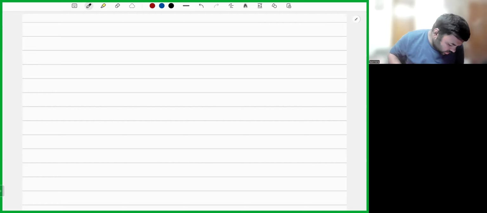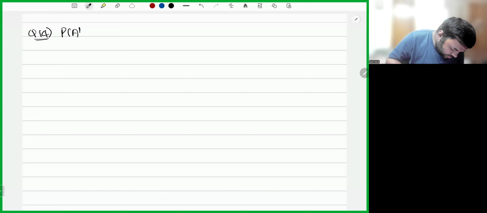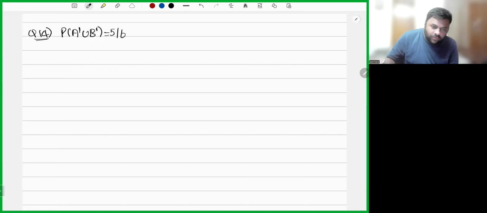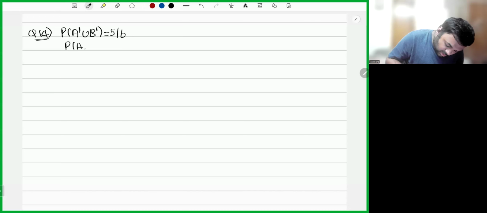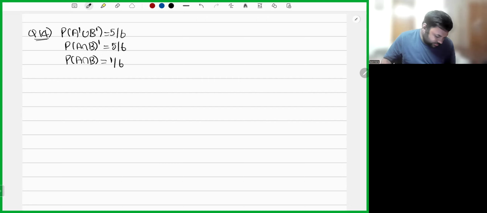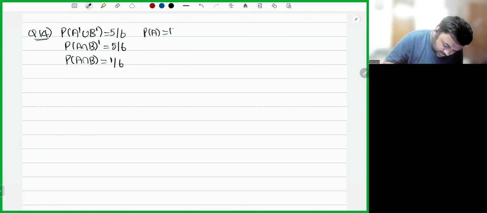So question number 14, my dear friends. P of A complement union B complement is given as 5 by 6. I hope you remember this De Morgan laws. P of A intersection B whole complement is 5 by 6. So can I say P of A intersection B will be 1 minus 5 by 6, which is 1 by 6. Next, P of A is 1 by 2, fine.